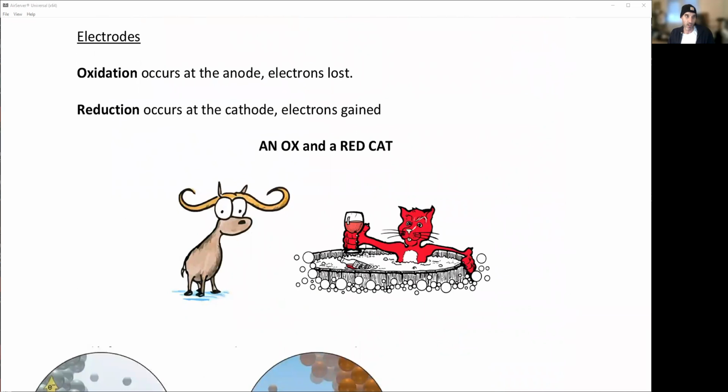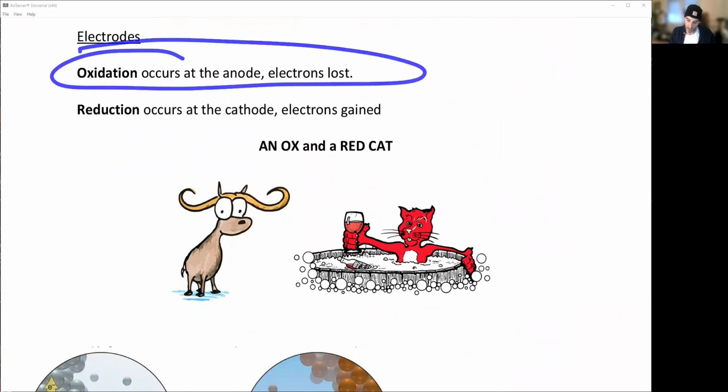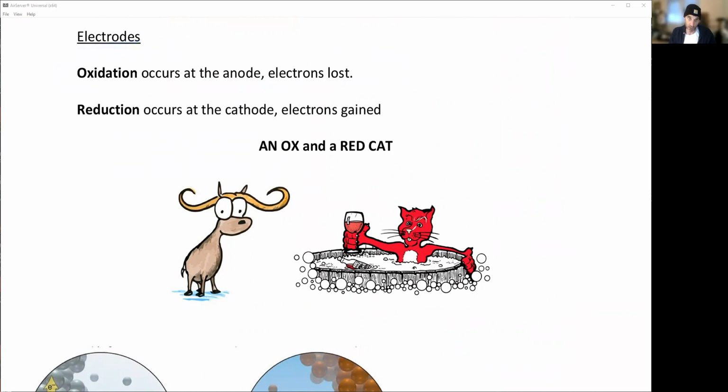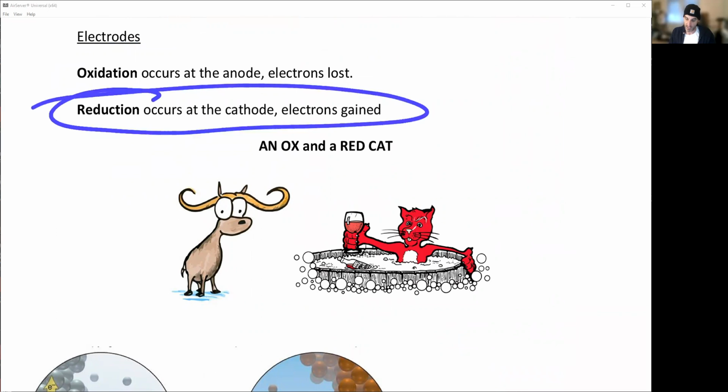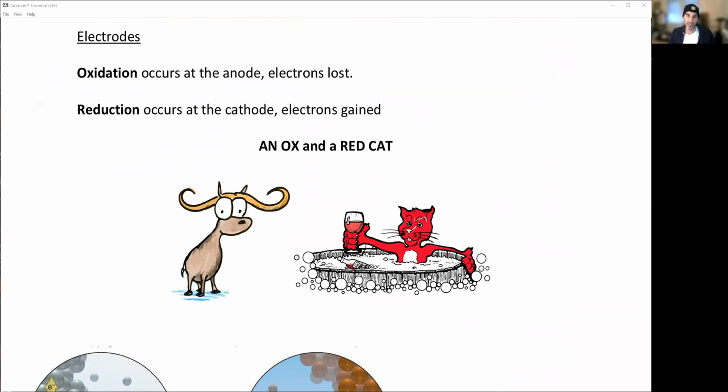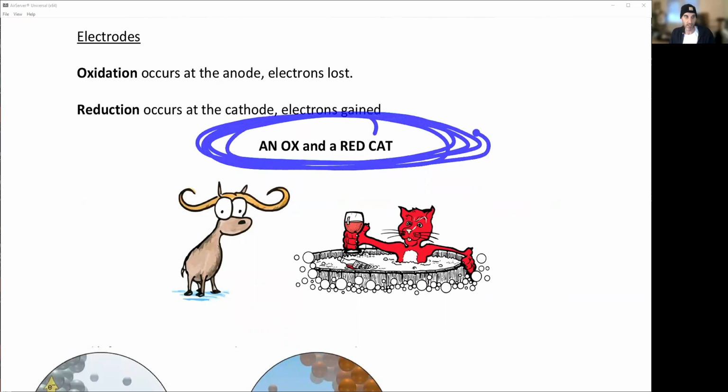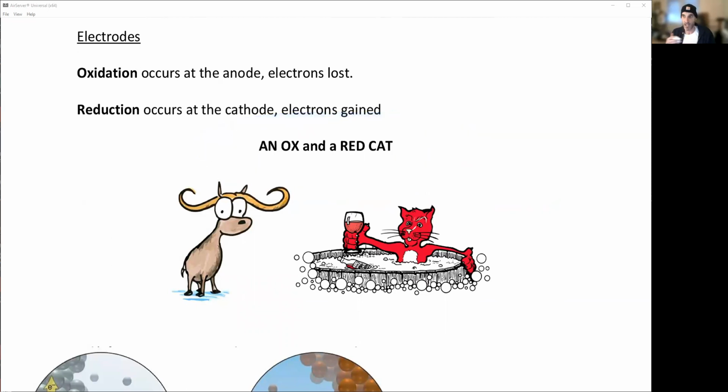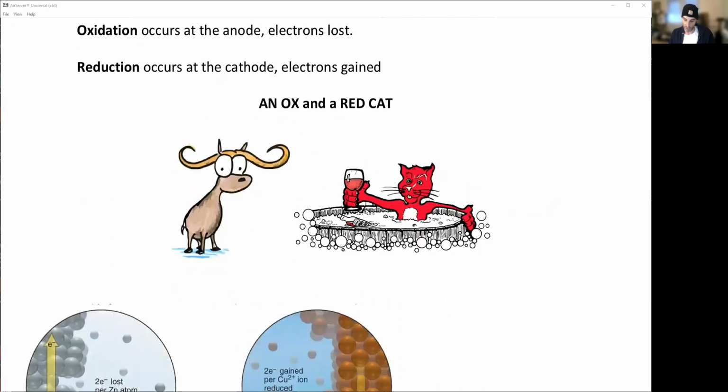So first of all, another mnemonic for this: oxidation occurs at the anode, electrons are lost, oxidation is lost. Reduction occurs at the cathode, electrons are gained. An ox and a red cat. Hopefully this burns that into your memory. An ox and a red cat. Anode, oxidation, reduction, cathode. And you can think about that in terms of charge.